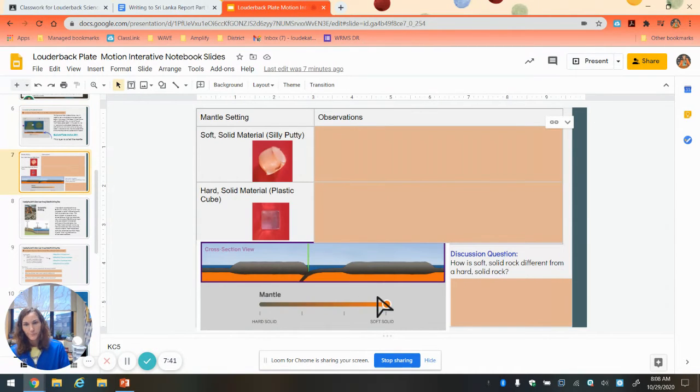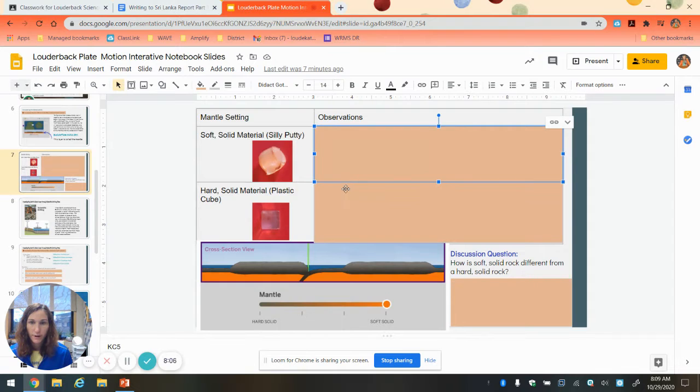So I'm going to look here, and I have this little image here to refresh me of what we did in the simulation, and then I have the silly putty and the cube, and you should have observations here from your lab. Okay, so I need to recognize that the mantle is the soft solid material, and the plates are the hard solid material. So my observations. All right, my observations here need to be taken to the paragraph.